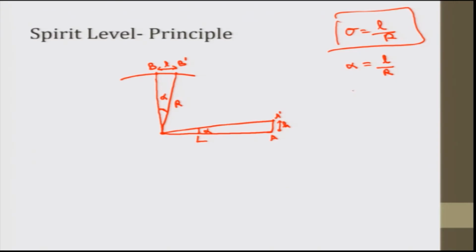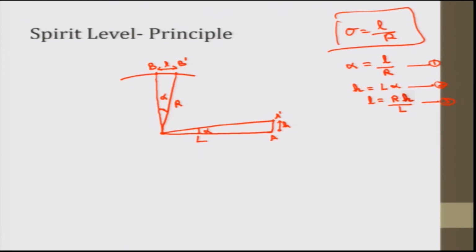Also, we can see that h is equal to L into alpha. So this makes L equal to R h by capital L. This is equation 1 and this is equation 2, so that derives equation 3. With this we can find the sensitivity of our spirit level. The sensitivity can be in the order of seconds, so it might be some seconds. We can just see when this bubble moves.